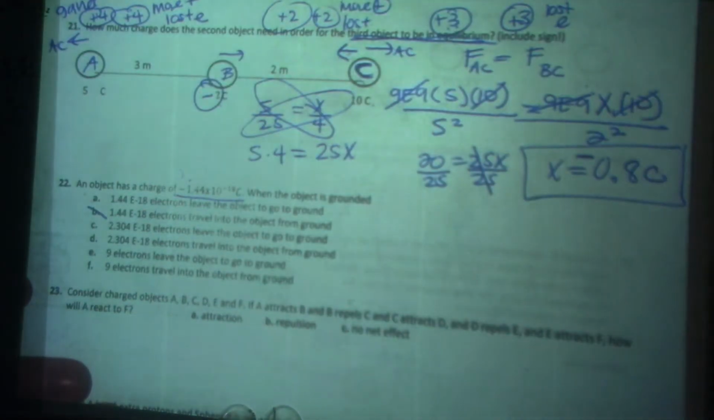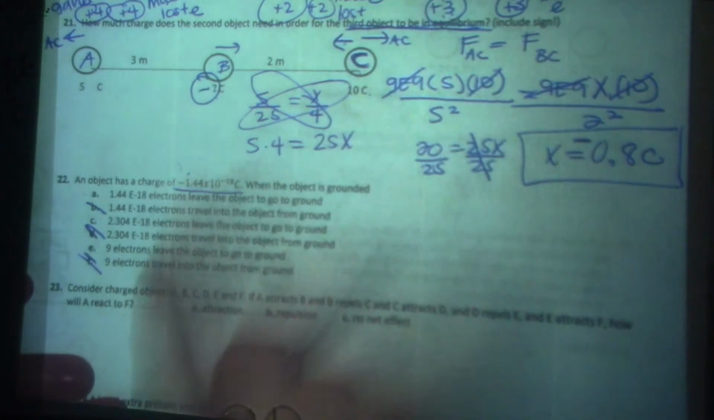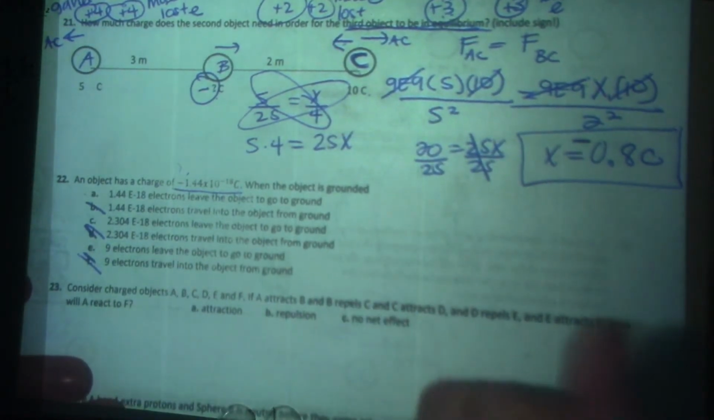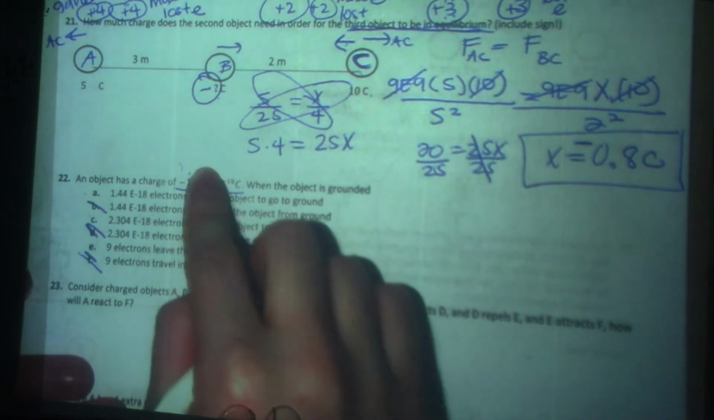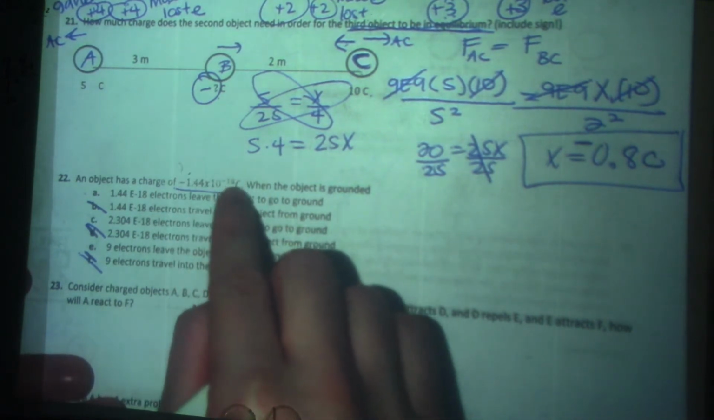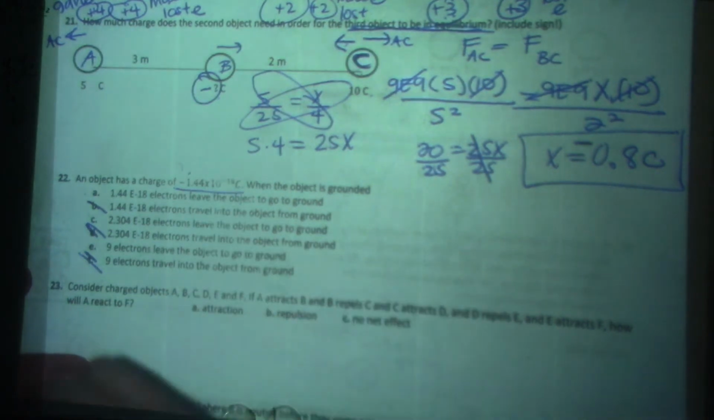So let's cross off the electrons going into the object, because that is not going to neutralize it. So I can cross off half of them. I know that electrons are going to leave to go to ground. I just need to know how many. Now it's tempting to say, oh, this many, because this is the charge. But that's not the number of electrons. That's the amount of coulombs. So we want to put this into electrons, or elementary charge. So in order to do that, we divide.